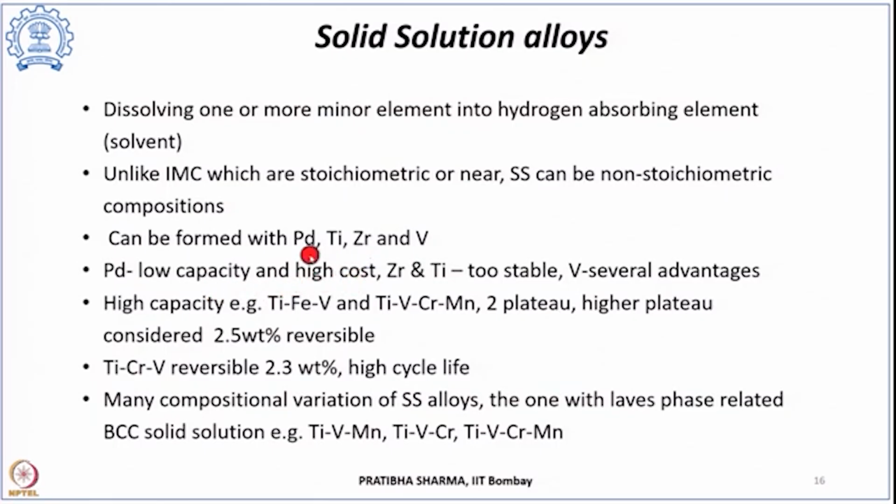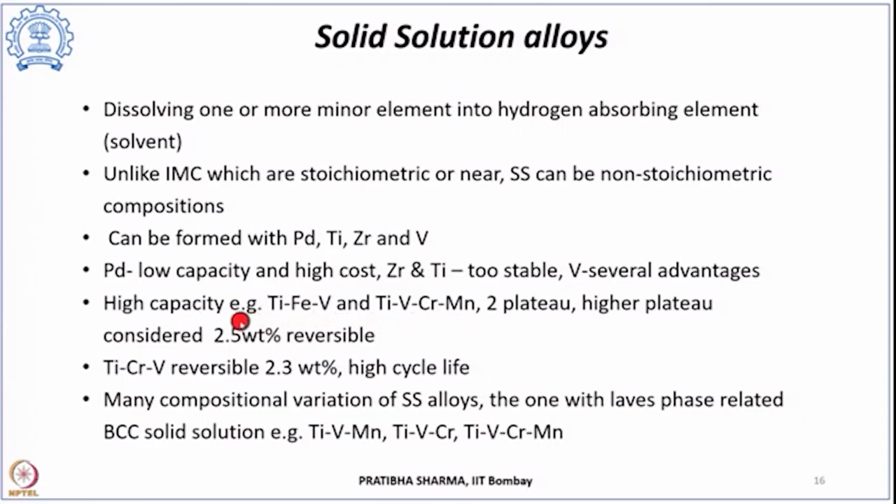With zirconium and titanium, they form two stable hydrides, and vanadium has several advantages for hydrogen storage, like an ideal PCT, the required PCT, and higher capacities. So, we can form such high capacity solid solutions, and we can even get 4 weight percent with titanium, iron, vanadium, or titanium, vanadium, chromium, manganese.